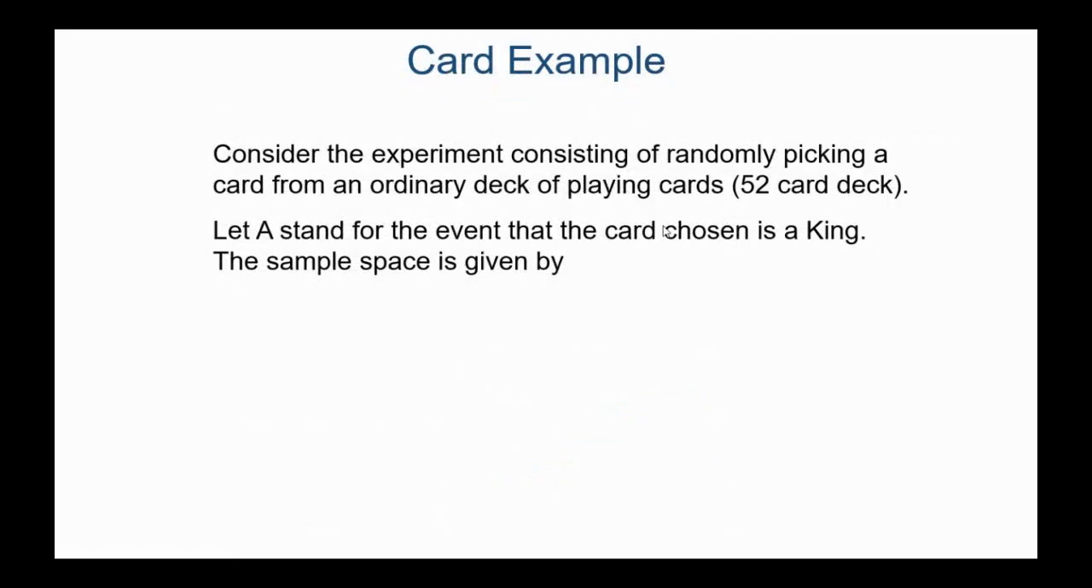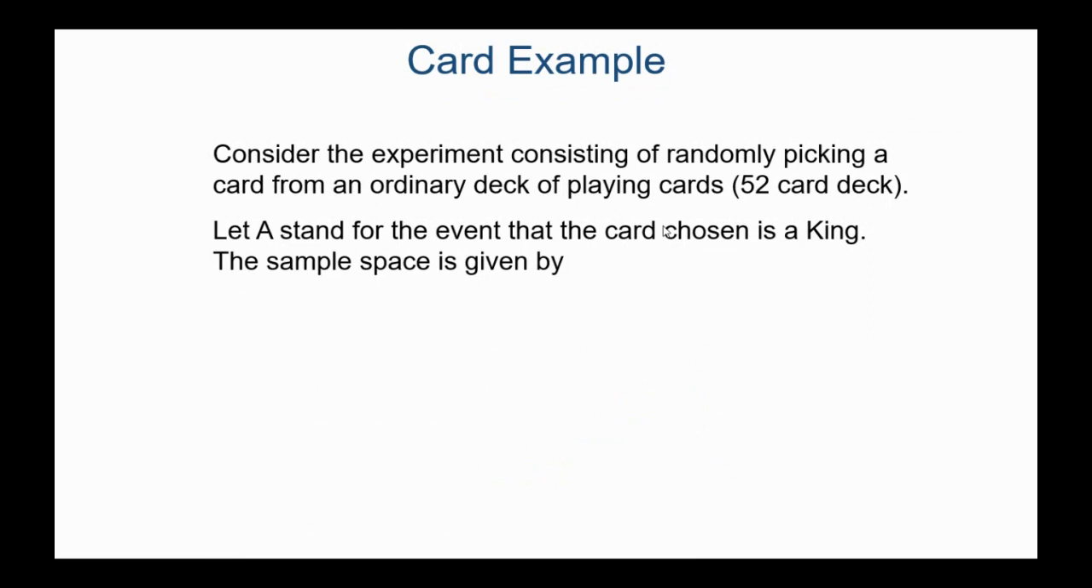Okay, let's look at a playing card example. So consider the experiment consisting of randomly picking a card from an ordinary deck of playing cards. So a 52 card deck, we're throwing the jokers out. Let A stand for the event that the card chosen is a king. Why they chose A, I have no clue. I would have chosen K for king.